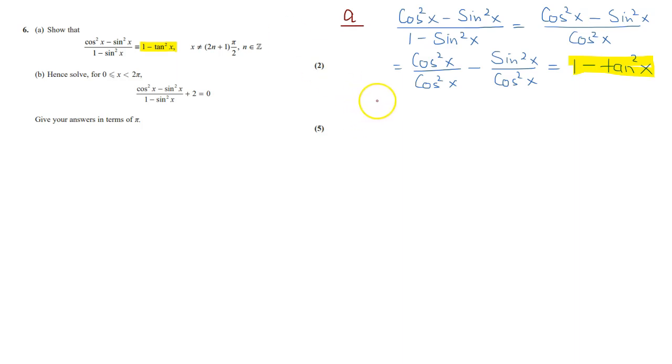Part B. Hence solve this. So this one is 1. Solve this equation, cos square x minus sine square x over 1 minus sine square x. The value of this one is 1 minus tan square x. So we write 1 minus tan square x plus 2 is equal to 0. So that is tan square x is equal to 3.